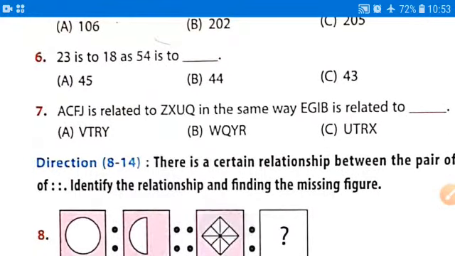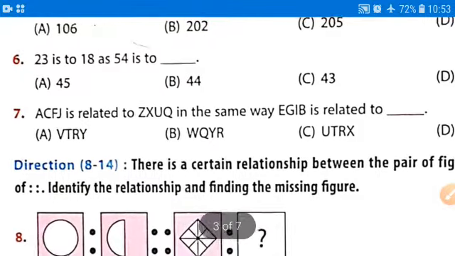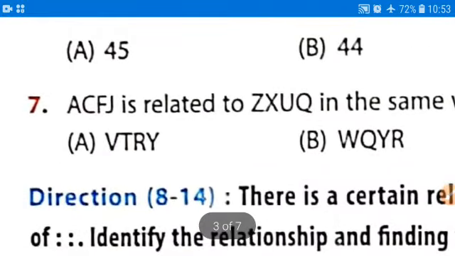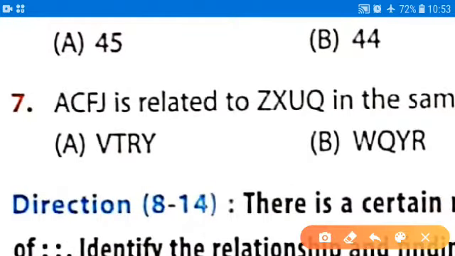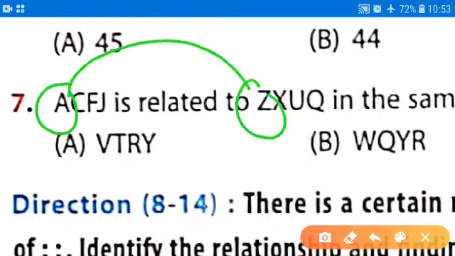ACFJ is related to ZXUQ. In the same way, EGIB is related to what? As you can see, the first letter is A, the first in our alphabetical sequence, and Z is our last letter. So this is first and last.